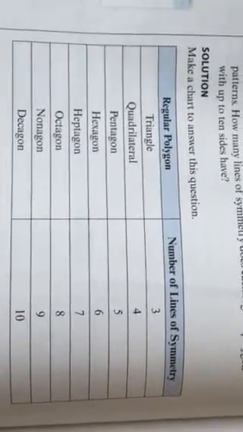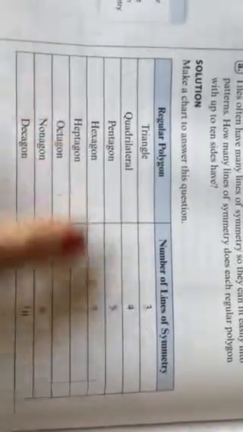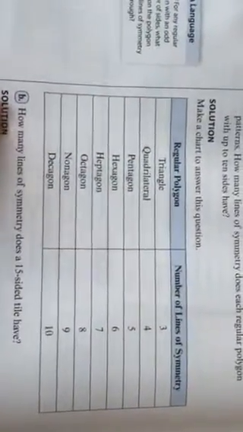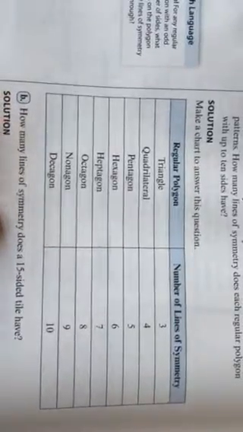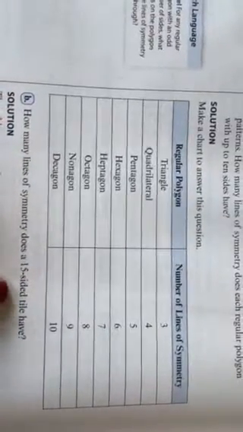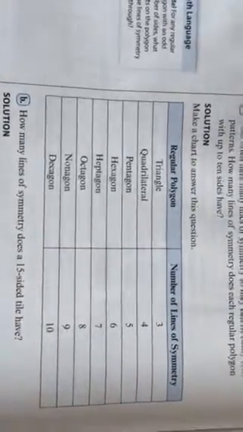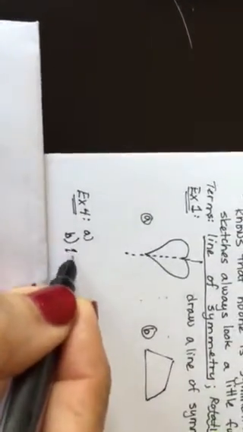Look at the lines of symmetry. The triangle has 3 sides, it has 3 lines. Quadrilateral has 4 sides, 4 lines. Pentagon, 5, 5, on and on. So the question is, how many lines of symmetry does a 15-sided tile have? Solution? Have you guessed it? I'm going to write down 15.